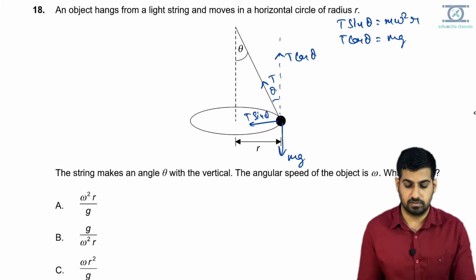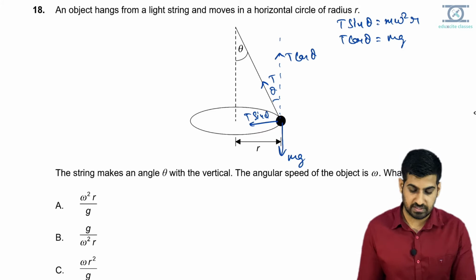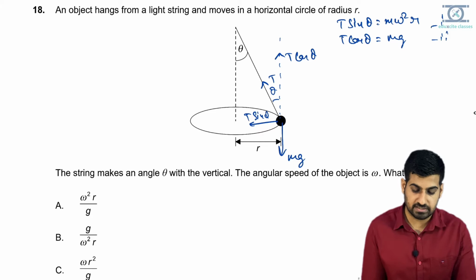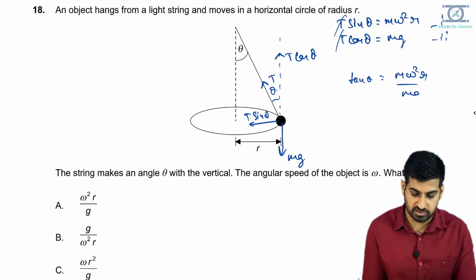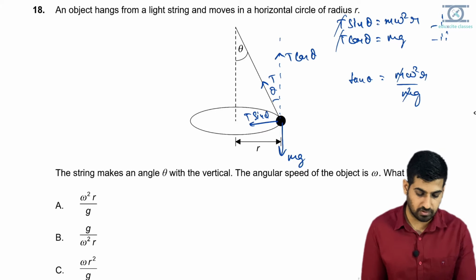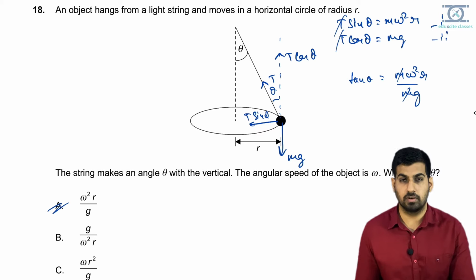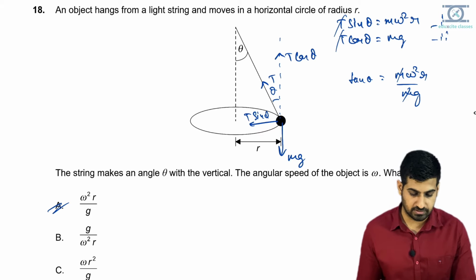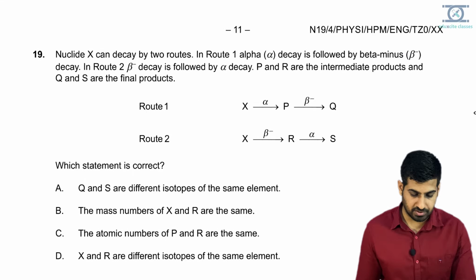Using this, dividing equation 2 by equation 1, T gets cancelled, sin by cos is tan theta, so I can write m omega square r upon mg. m gets cancelled, so we get tan theta as omega square r by g. That is option number A. So using this you can solve. Question number 19.